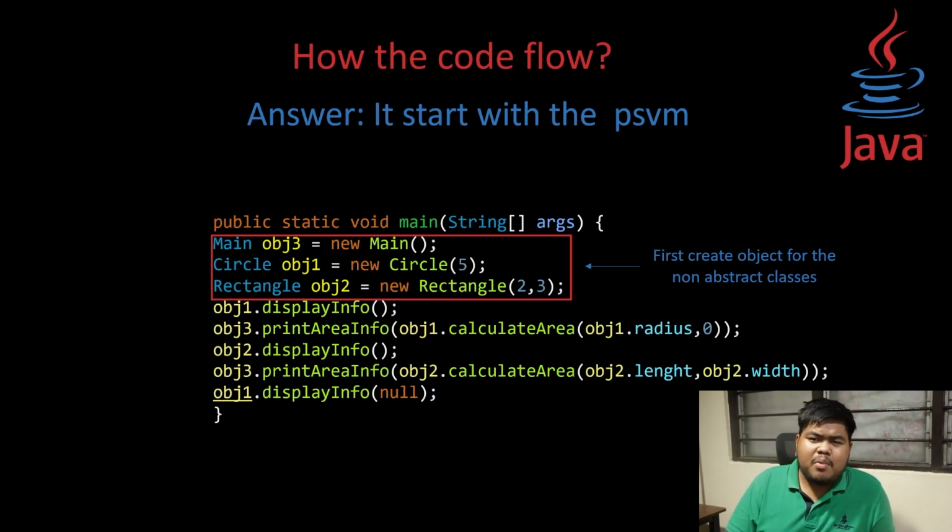So what does the number mean? This number means that the constructor that we have made in the other class, which we are creating the object for, will accept a parameter. So here we have the number 5 for a circle and 2 and 3 for a rectangle. We will get into it later.